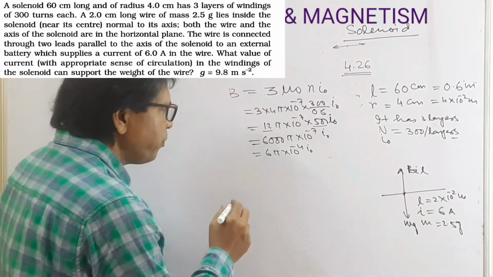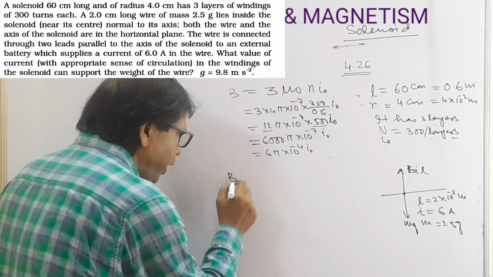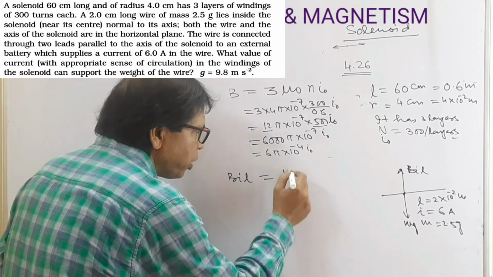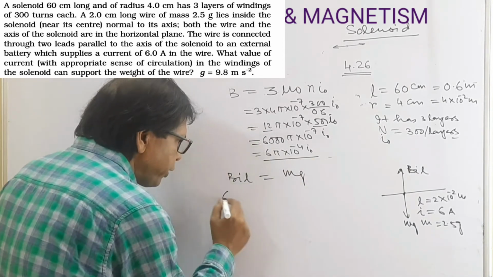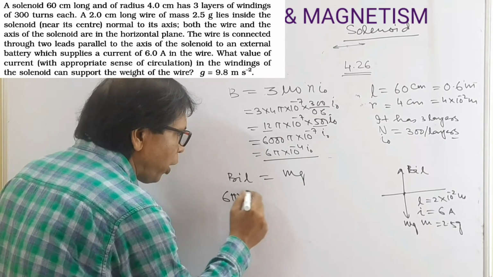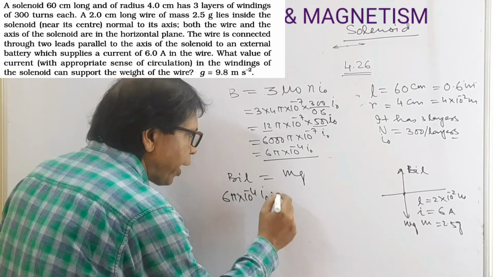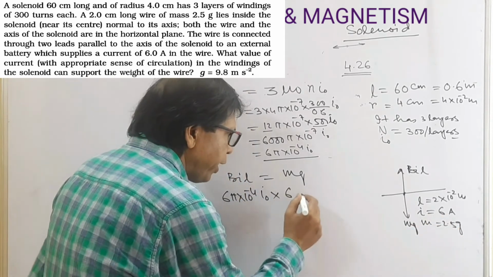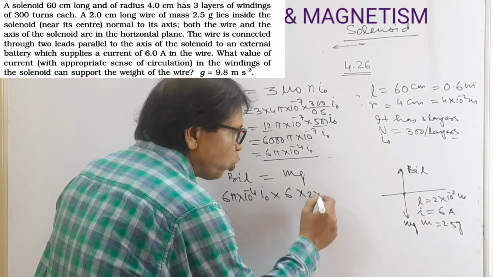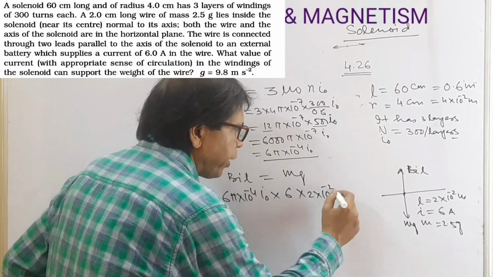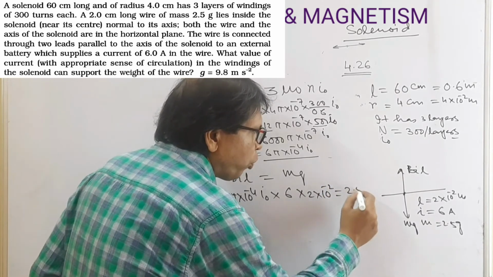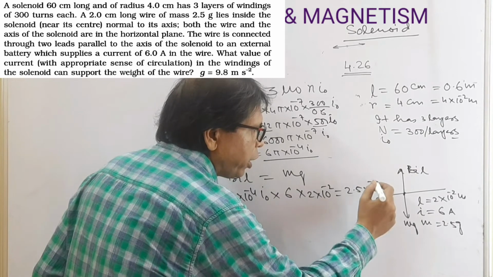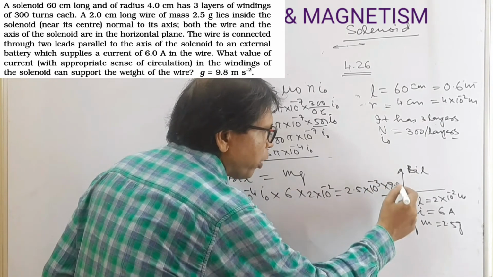So here look at this. Here BIL equal to mg. Now B equal to 6 pi into 10 to the power minus 4 I naught, the current through the solenoid. I is equal to 6 ampere. L is equal to 2 into 10 to the power minus 2 meter and M is 2.5 gram converted to kg, 2.5 into 10 to the power minus 3, and this is 9.8.